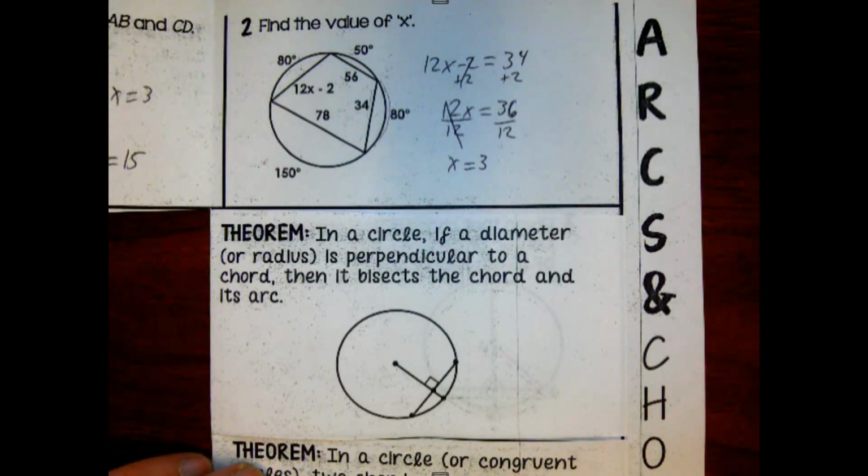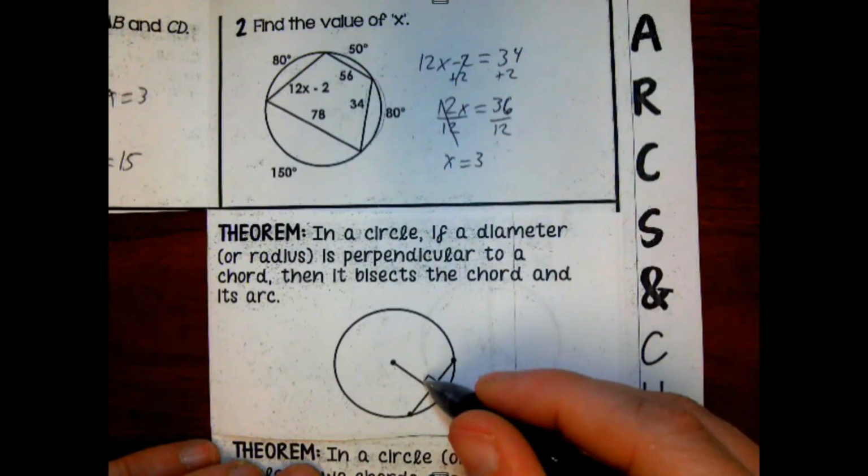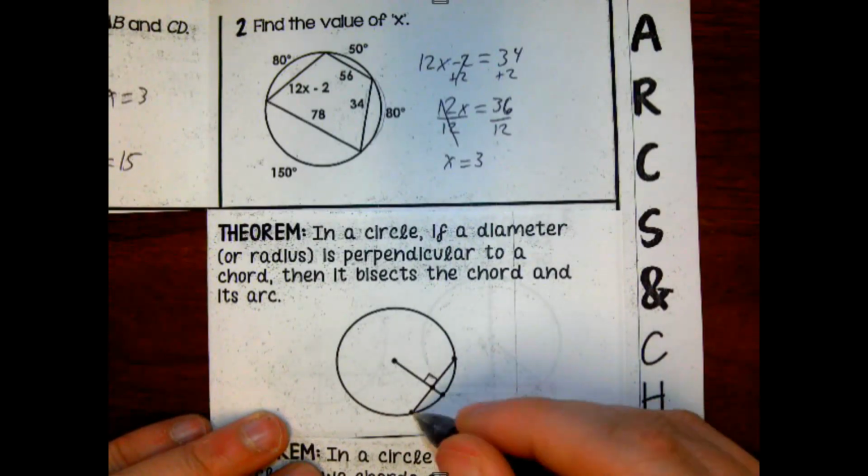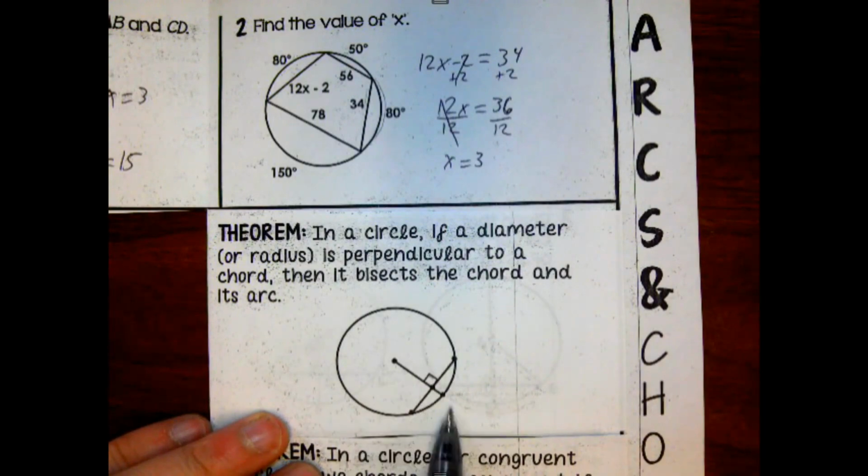Okay, in a circle, if a diameter or radius is perpendicular to a chord, then it bisects the chord and its arc. So here, this shows that this radius is perpendicular to this chord. That means that it cuts the chord exactly into 2 equal halves. So this length and this length are the same.